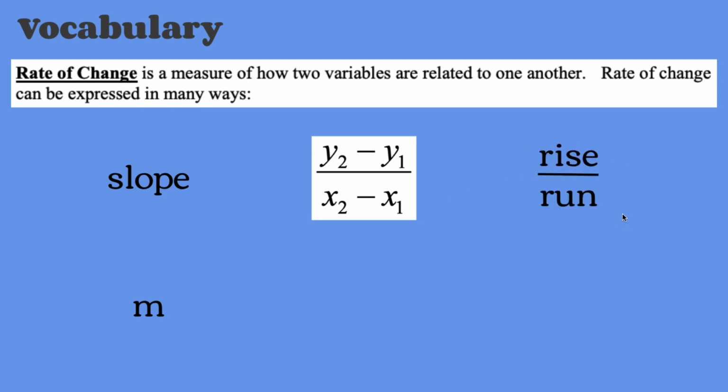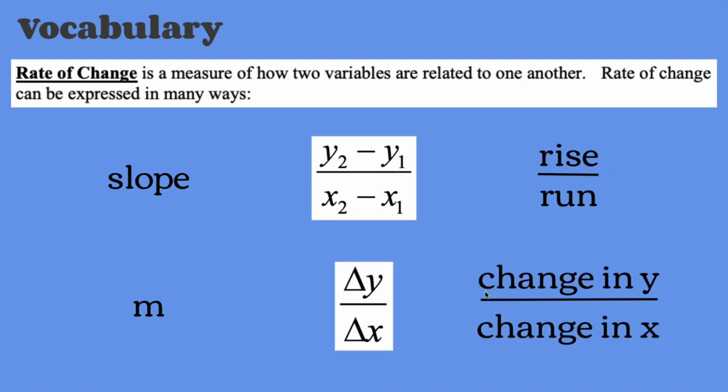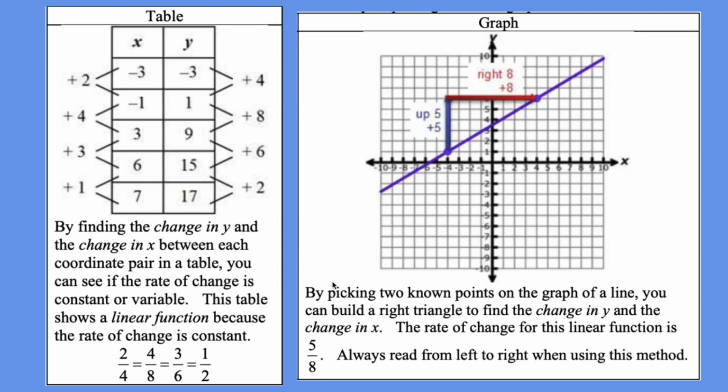Next is rise over run, which we're going to use primarily for graphs. And next is change in y over change in x. So that's what the triangles mean. It just means change in y. So I'm going to go over how to find rate of change in both a table and a graph.